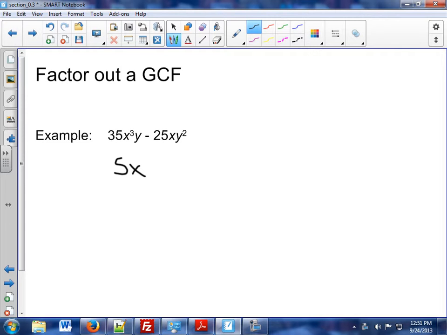Okay? And there's 1 y common to both of them. 35 divided by 5 is 7. I had 3, I took 1 away. I'm left with an x squared, and I removed the y. Bring down the sign. 5y. Okay? Cool. We can all do greatest common factor.